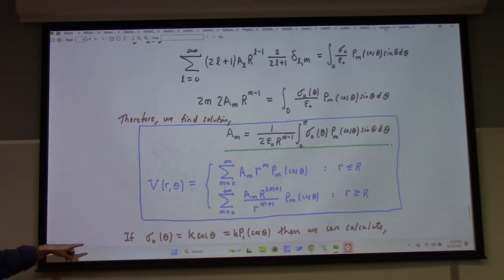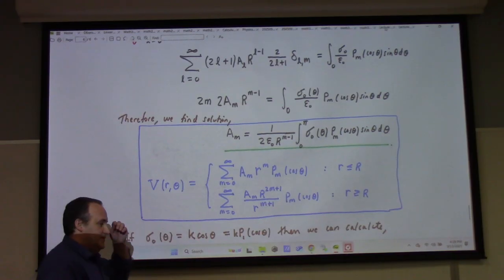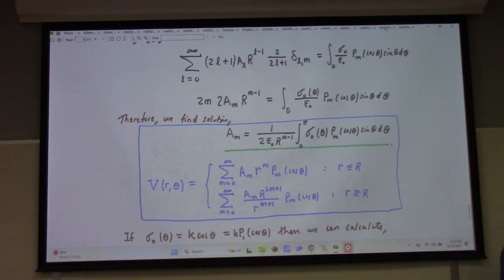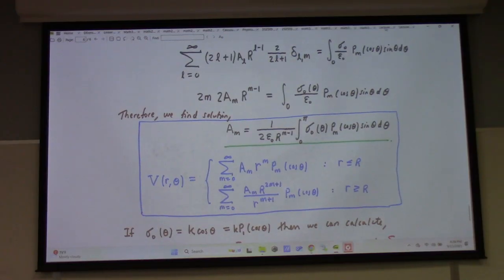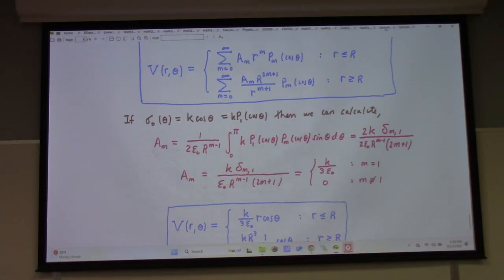But we're particularly interested in k cosine theta today. So let's do that. That integral becomes super easy to do. If I put k cosine theta, that's just P1. But you know how this works out. Well, this is just Kronecker delta, m1, 2k divided by 2 epsilon naught, r to the m minus 1 divided by 2m minus 1. But this is only non-zero when m equals 1, which gives me a 3 here. So we get k over 3 epsilon naught when m equals 1, and we get 0 otherwise.